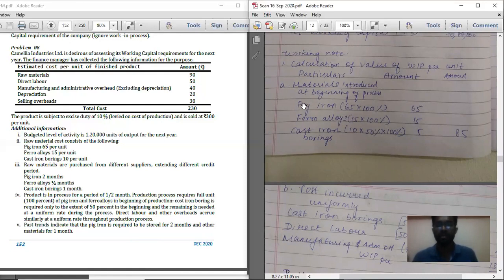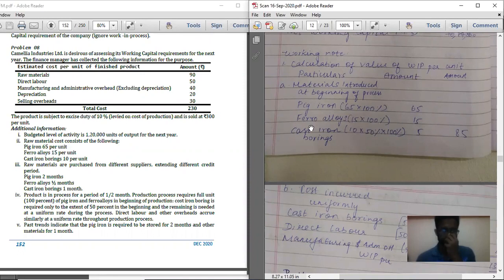So below that put pig iron, within bracket 65, because raw material pig iron cost is 65 per unit. So 65 into, they have given 100% required at the beginning, so into 100%. Close the bracket. Pig iron within bracket 65 into 100%. Inner amount column 65.